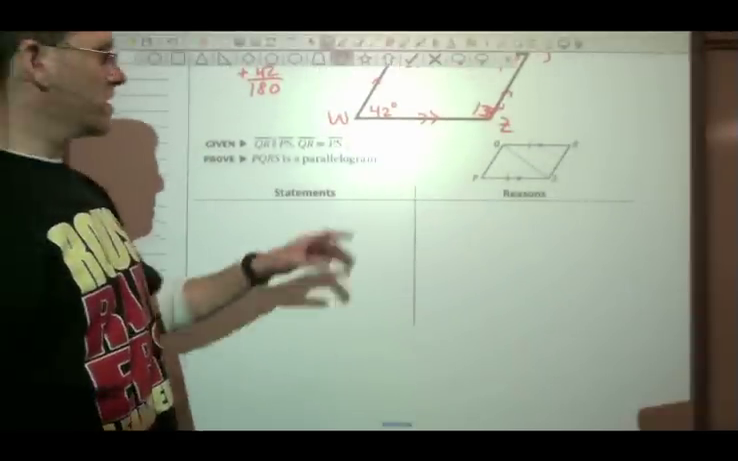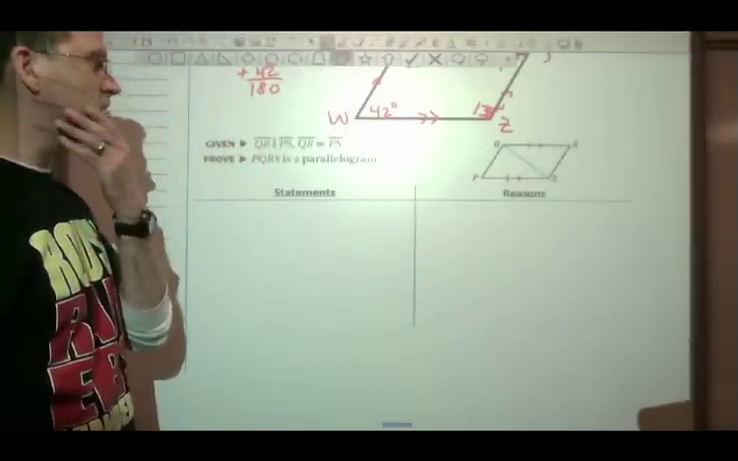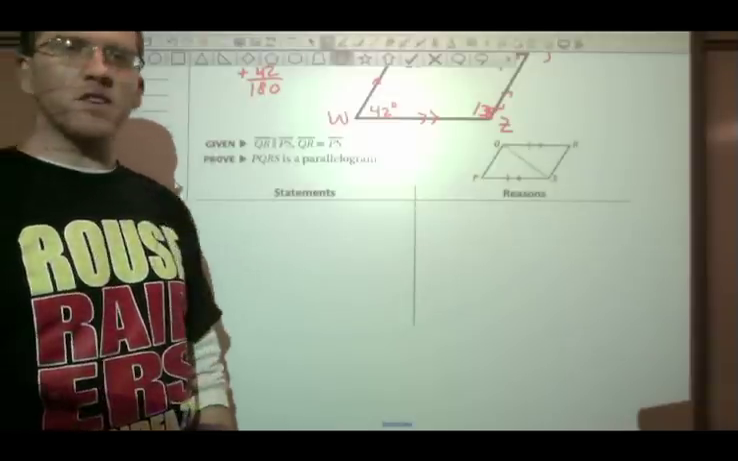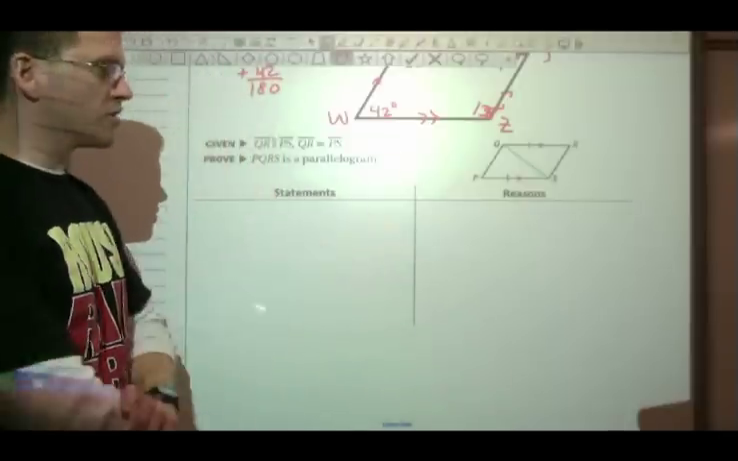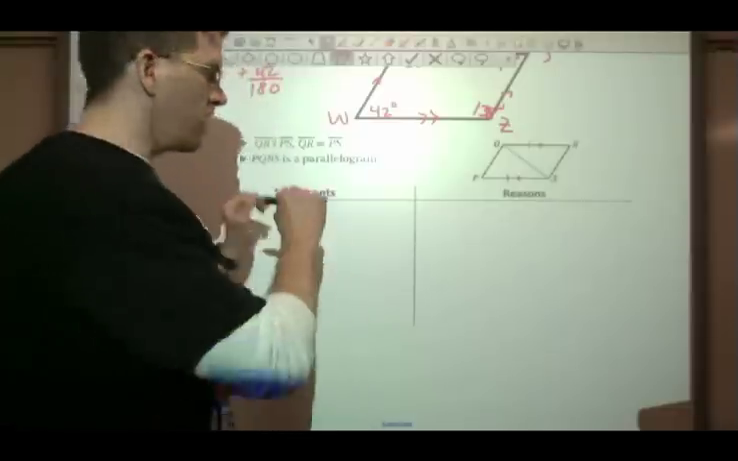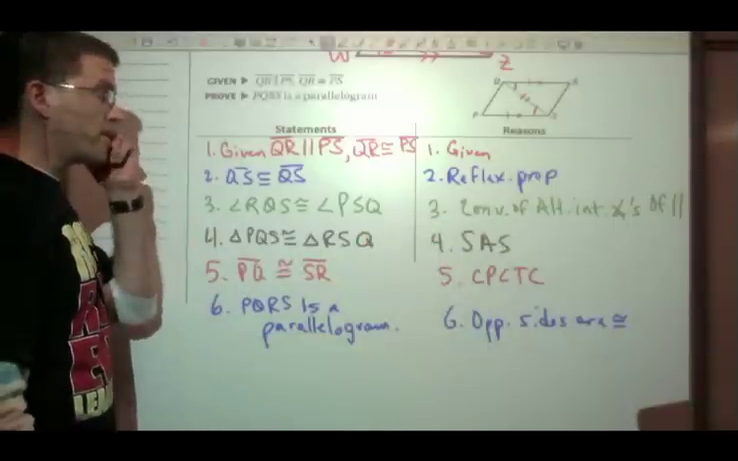We've got that QR is parallel to PS, and QR is congruent to PS. I would like for you to try this proof before I show you my solution strategy. I'm going to pause the video and work this out and see if you get the same. All right, I'm just going to talk it out now that I've got it up here.